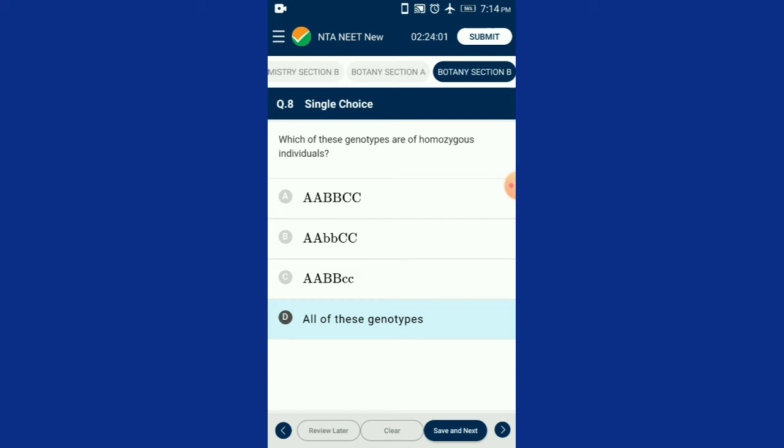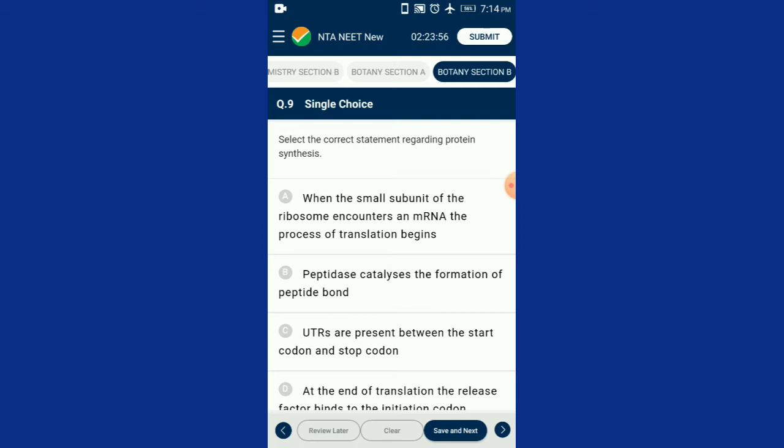Question number 9. Select the correct statement regarding protein synthesis. Protein synthesis occurs in ribosomes, therefore they are also called protein factories. Each ribosome has 2 unequal subunits, small and large. The larger subunit of ribosome has a groove for pushing out the newly formed polypeptide and protecting it from cellular enzymes. The smaller subunit fits over the larger one like a cap but leaves a tunnel for mRNA. The two subunits come together only at the time of protein formation. The phenomenon is called association. Mg2+ is essential for it. So the answer for this question is option A. Option A is the correct statement regarding protein synthesis. When the small subunit of ribosome encounters an mRNA, the process of translation begins.